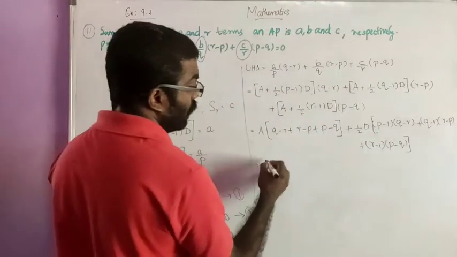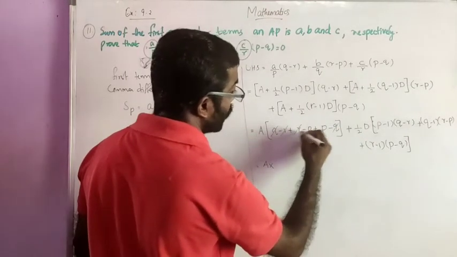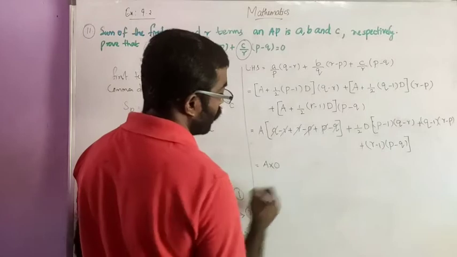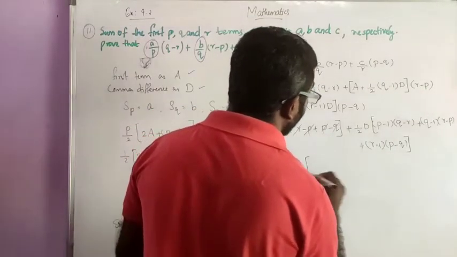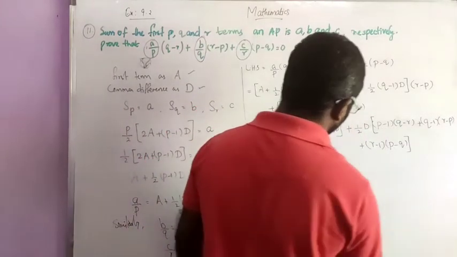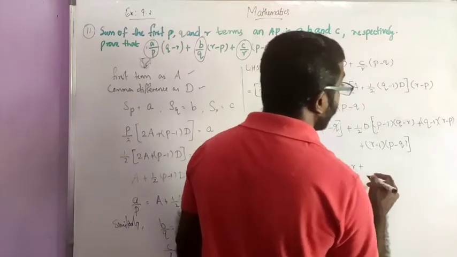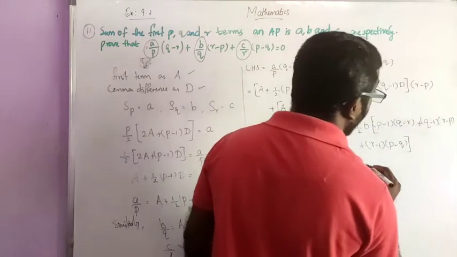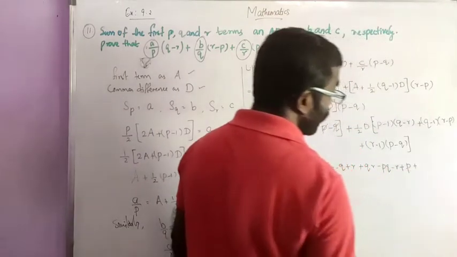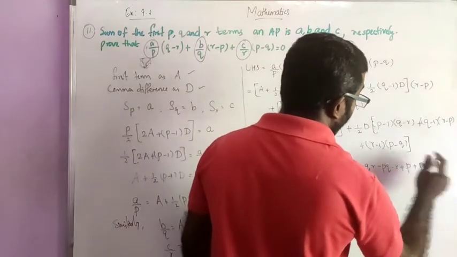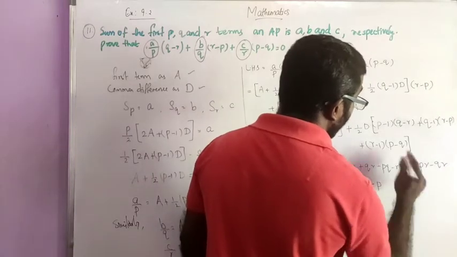Which is equal to a into, here we can cancel plus q minus r plus r minus p plus p minus q. So the value is 0, a into 0. Then plus 1 by 2 d into, here we can multiply p into q, pq minus pr minus q plus r. Then plus q into r, qr minus pq minus r plus p. Then plus r into p, pr, r into minus q, minus qr, minus 1 into p, minus p, minus into minus plus q.